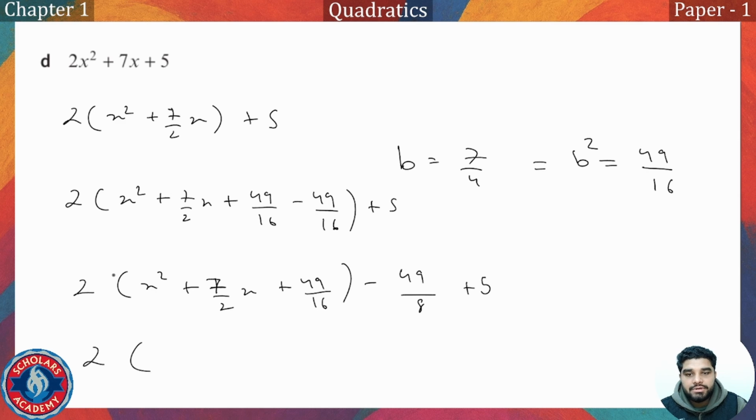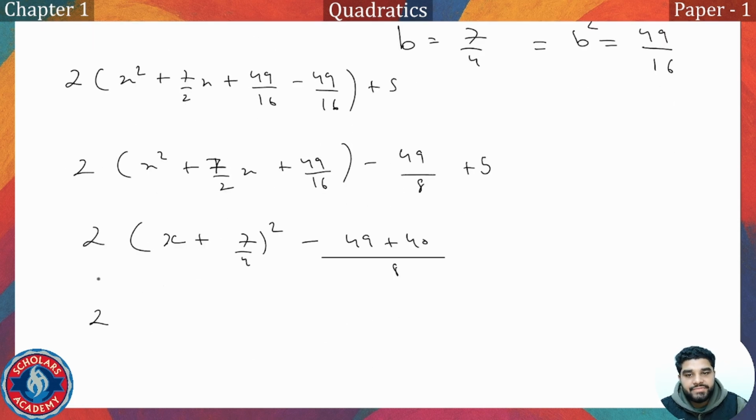Now we get 2, and we'll complete this whole square, that is a, which is x, plus b, which is 7 by 4 whole square, minus, so over here we have 49 and plus 40 by 8. We can write it as 2 times x plus 7 by 4 whole square minus 9 by 8. That's it. That's our answer.